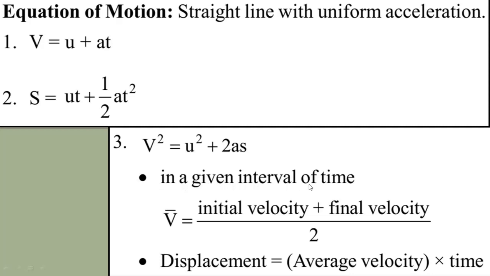In a given time interval, v bar is equal to (initial velocity plus final velocity) divided by 2. Displacement is equal to average velocity times time. As we know, velocity is the rate of change of displacement, so it is displacement divided by time. So displacement is equal to average velocity times time, and average velocity is (initial velocity plus final velocity) divided by 2.